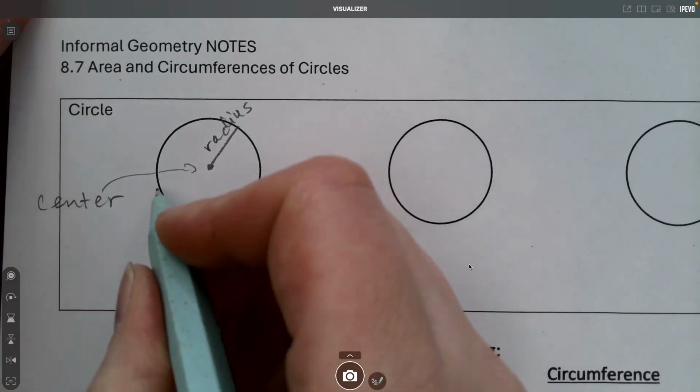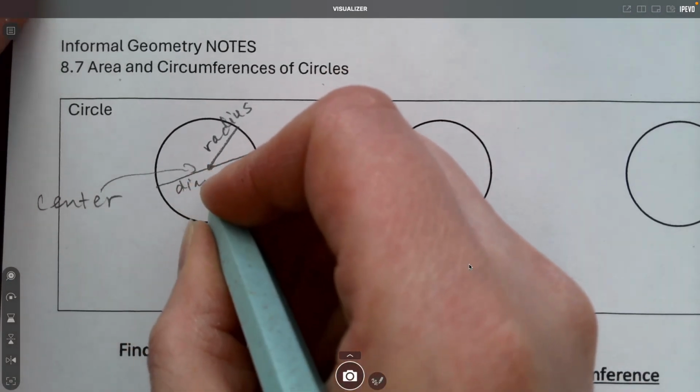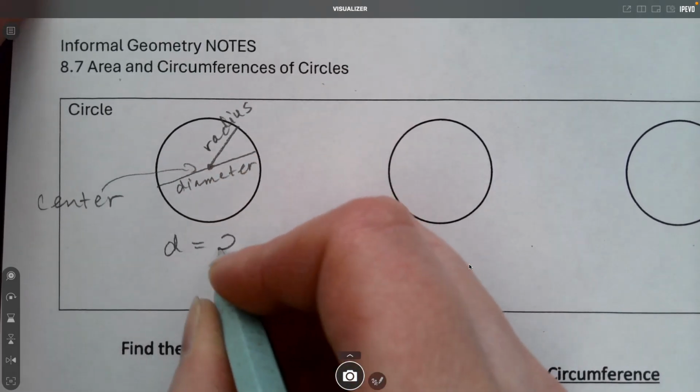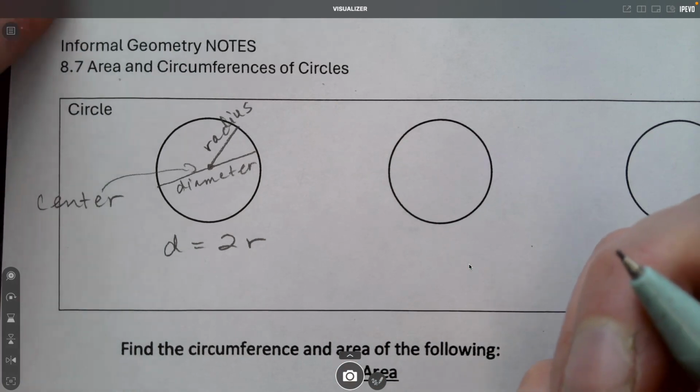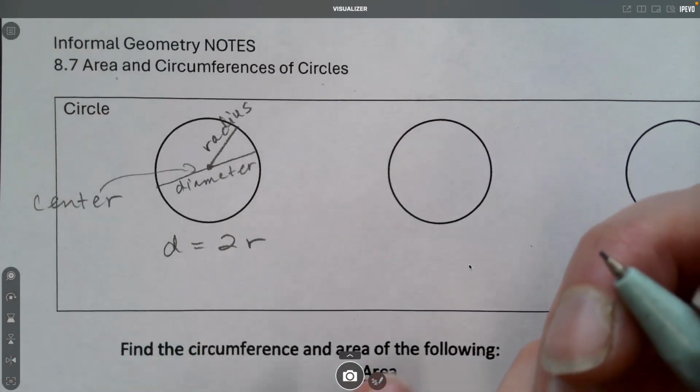We also have the diameter. Diameter is all the way across the circle. So the diameter is going to be twice whatever the radius is. And the radius is going to be half whatever the diameter is. So that's just a good thing for us to remember.